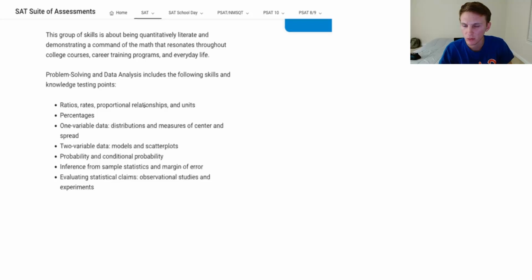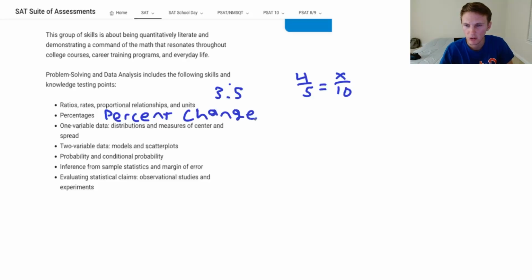Ratios, proportional relationships, units: if you see something like 3 to 5 or 4 over 5 equals x over 10, know how to solve for x. Units, know how to convert between different units. Percentages, a formula they like to ask a lot is percent change, so make sure you know that formula. If you know that, you should be able to get most percentage questions.